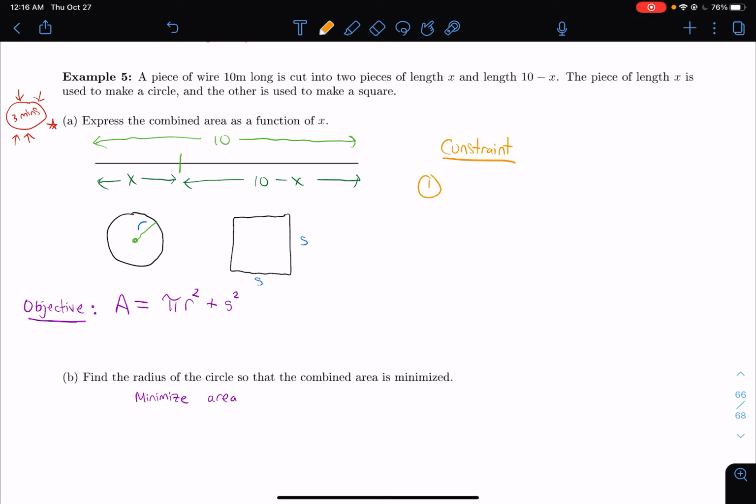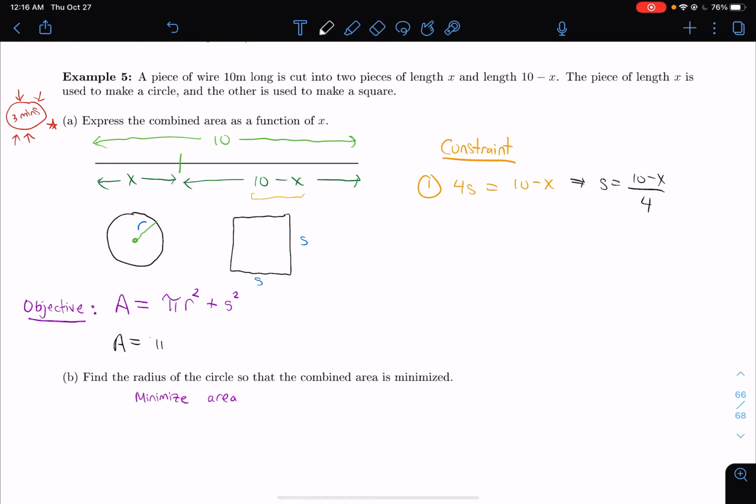So from the square, I know that the whole wire that made up the square had a length of 10 minus x. So if I add up all four sides and get 4s, that had to be the length of the wire. That had to be 10 minus x. Okay, so if I isolate s, if I divide the 4 over, we get s equals 10 minus x divided by 4. Ooh, so nice. So I know what s is.